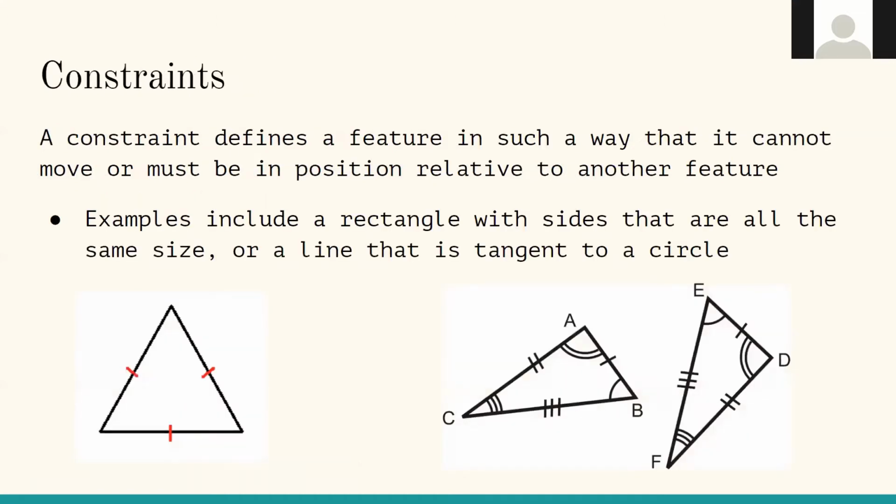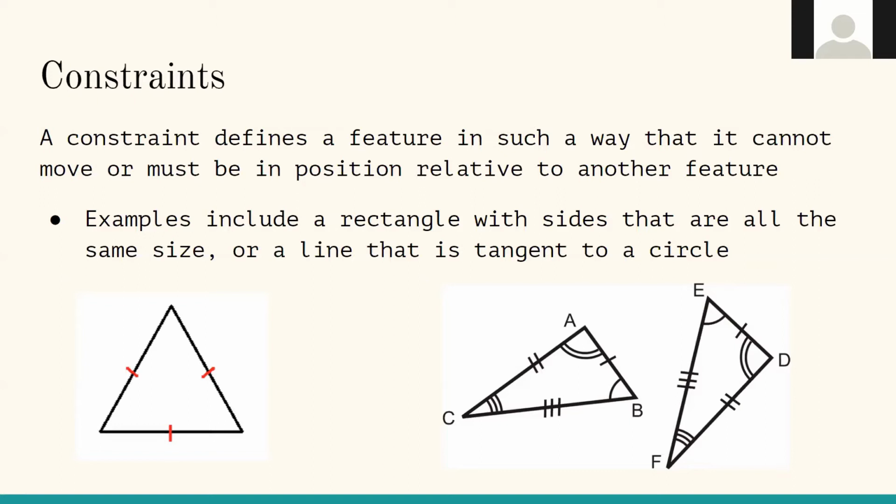So the first thing we're going to go over today is constraints. Don't worry, it's not as hard as math class, despite the examples I've put on here. A constraint basically defines a feature in such a way that it cannot move or must be in a position relative to some other feature. For example, a rectangle where you've said this side and this side are constrained to be the same length. That would force the rectangle to be a square.